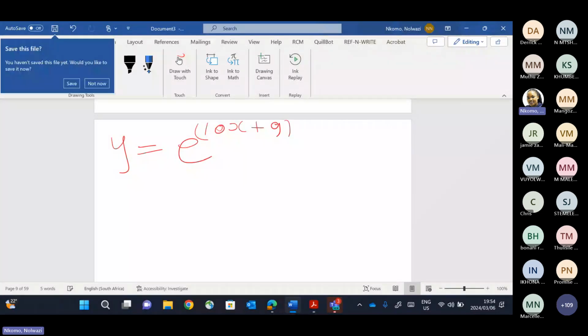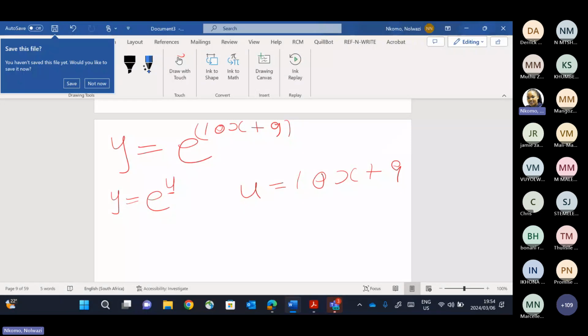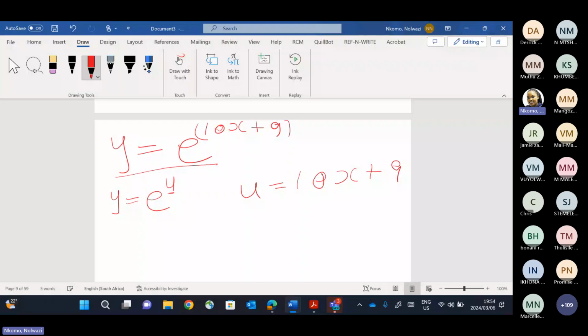I said, if you have something like this, the closest function here is e to the power x, meaning e to the power 1 variable. Okay, meaning we can write this as y equals e to the power u. If you write u here, this means your u is equal to 10x plus 9.